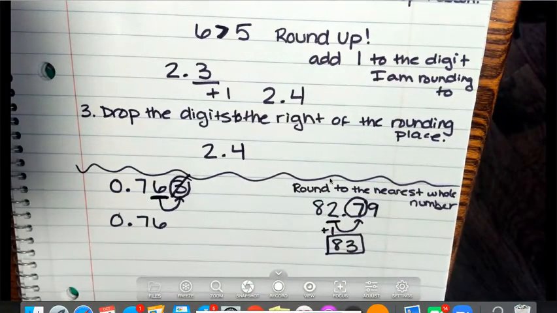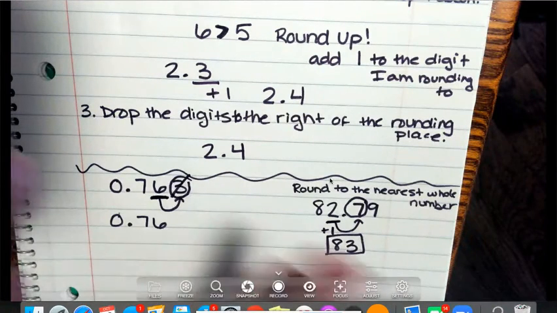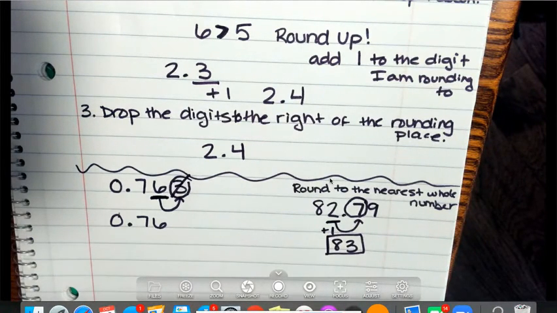So rounding to the nearest whole number just means rounding to the nearest ones place. That's where the whole is, because anything in the tenths or hundredths place, if you have something there, that's a fraction. It's not a whole number, it's part of a whole. So if it says round to the nearest whole number, you're looking at that ones place.